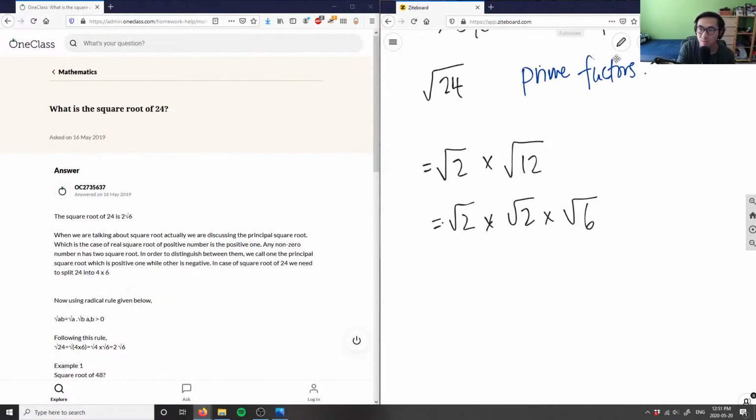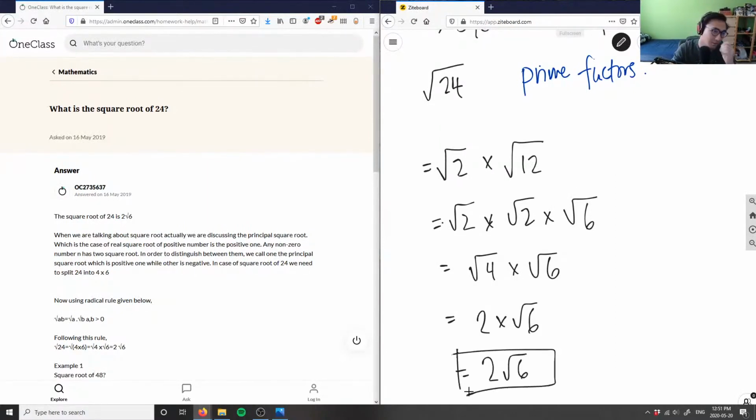And this here would be the last set of numbers, because if I broke down root 6, I would simply get root 2 times root 3, and that doesn't really give me anything. So I'm going to leave this as root 6 here. And I know that root 2 times root 2 is root 4, times root 6. The square root of 4 is simply 2, so I have 2 times root 6, which is simply 2 root 6.